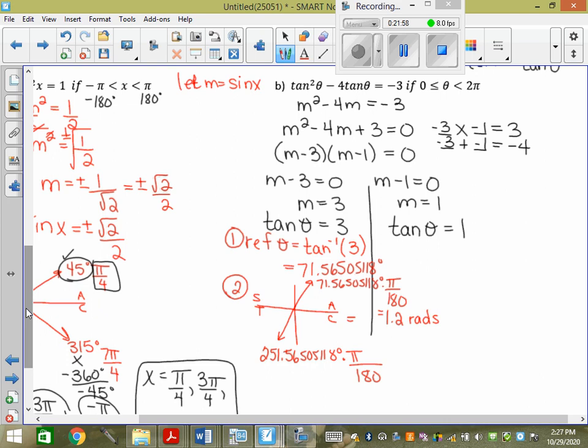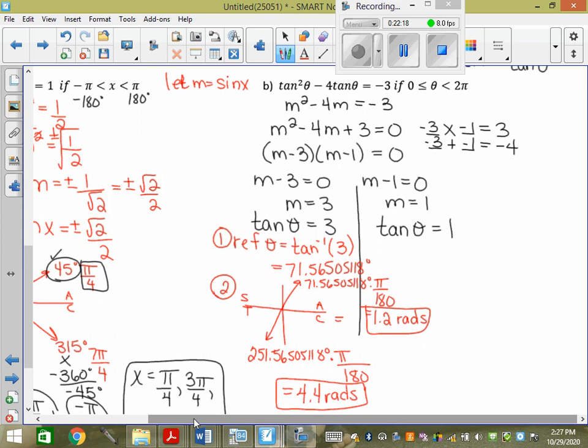And then this one's 251 times pi divided by 180. I get 4.4 rads. So these ones I literally put the pi in because the degrees is an ugly decimal. When I go to do reference of tan of 1, that one, it's 45. So that's a nice one.